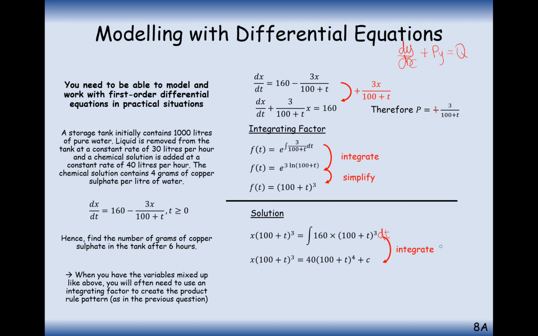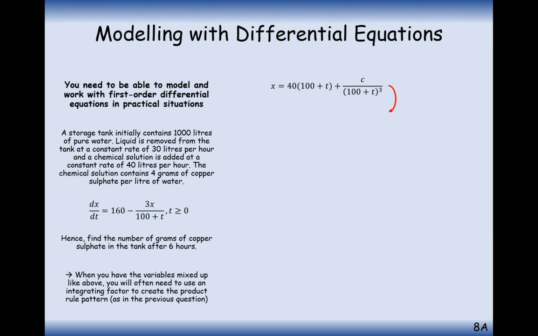Next thing we'll need to do is integrate the right hand side. You could use a substitution of u equals 100 plus t if you wish to do so. That will lead you to 40, because you'll need to divide by 4 on the 160, and then you increase the power by 1, so it's (100 plus t) to the power of 4 plus c. And if we then cancel out the (100 plus t) cubed on the left hand side, we'll be left with this: x equals 40 times (100 plus t) plus c over (100 plus t) cubed.